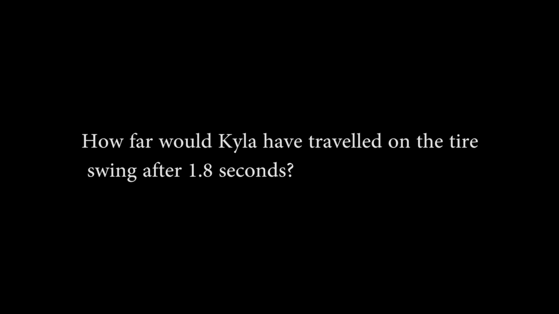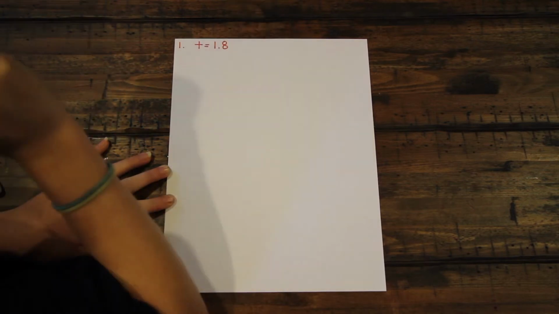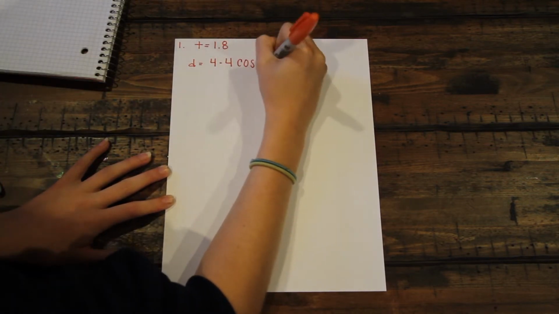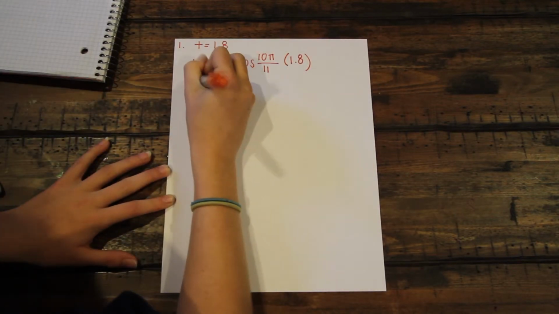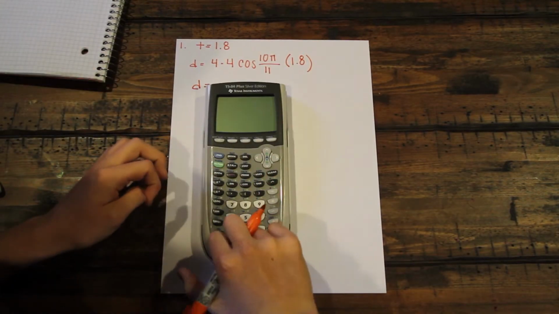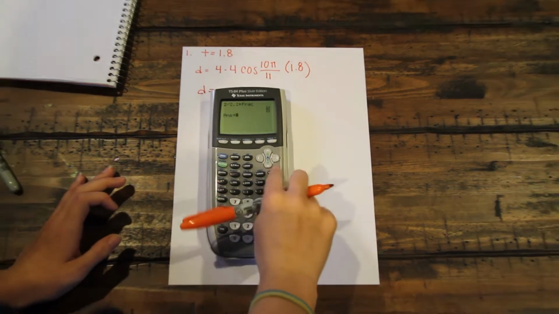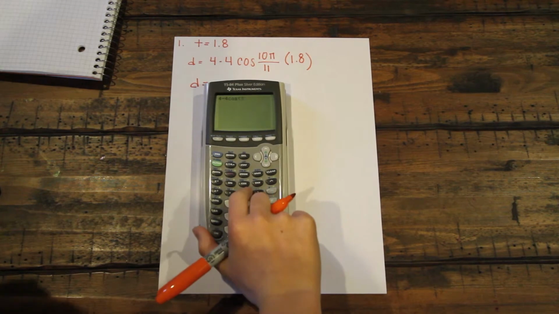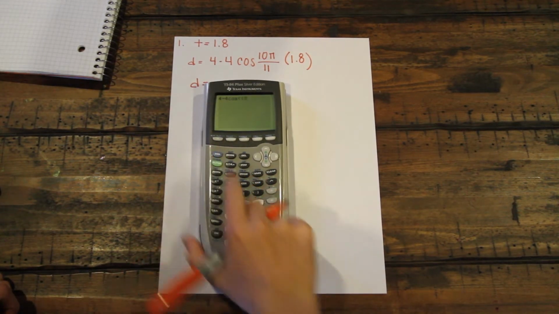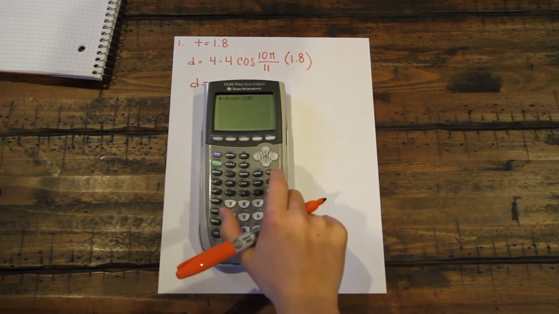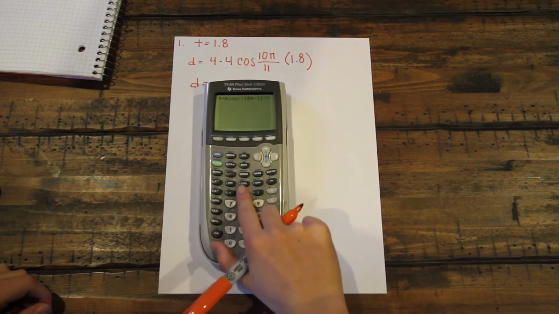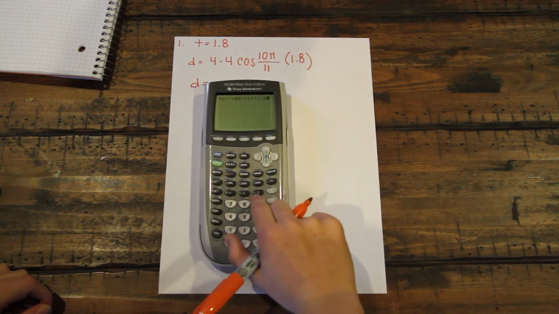How far will Kyla have traveled on the tire swing after 1.8 seconds? Well, we'll just plug this in here. 4 minus 4 cosine of 10 pi over 11 times 1.8.